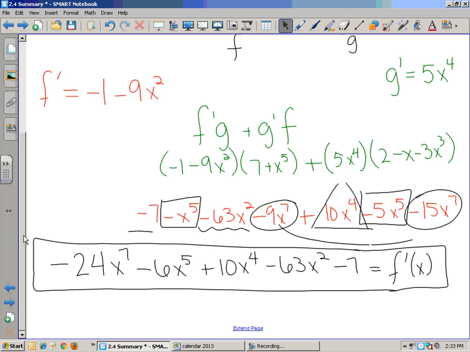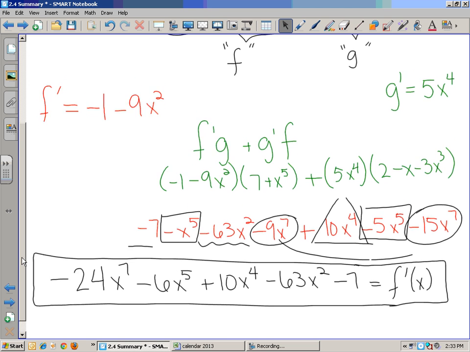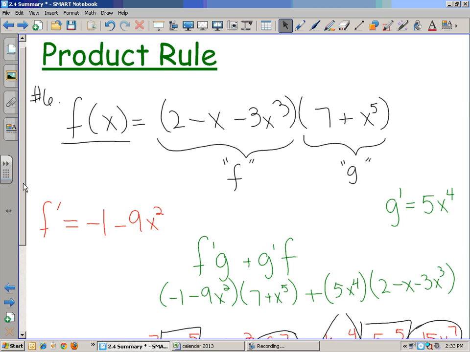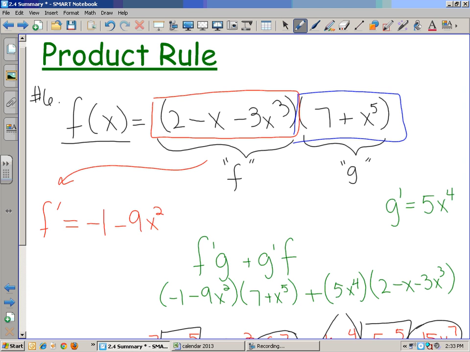So when we do the product rule, we need to make sure that we identify the first term and then just take a look at its derivative. Then we identify the second term, and we take its derivative. Okay, let's do another example.